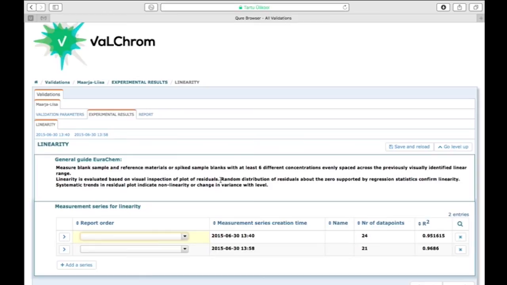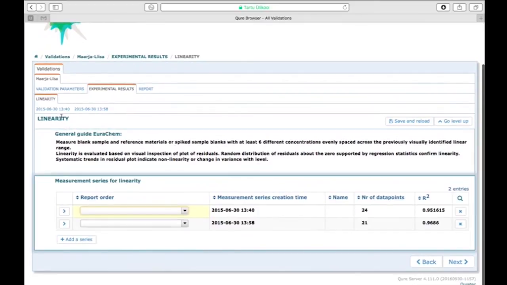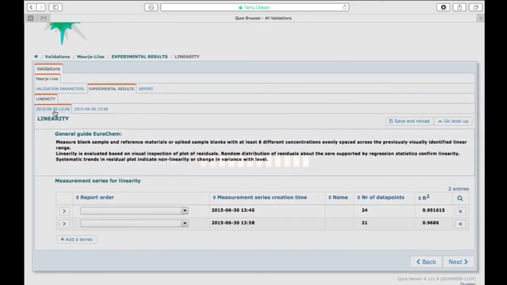And we have to pay attention to random distribution of residuals below and above 0. And if we see any systematic trends in the plot of residual, then we can say that this indicates non-linearity. And we can move on to the data.